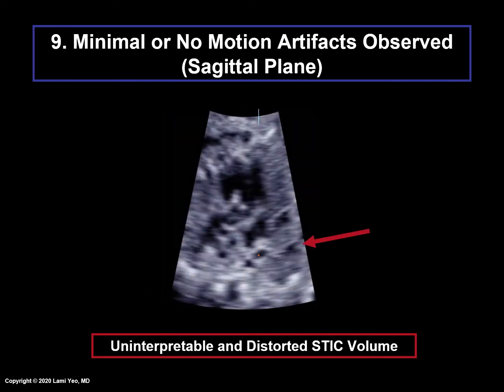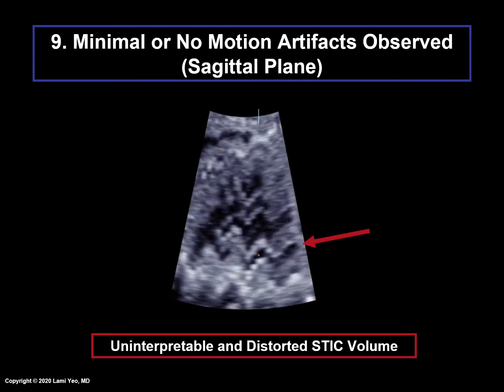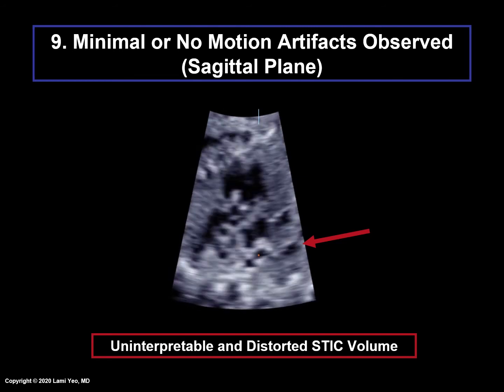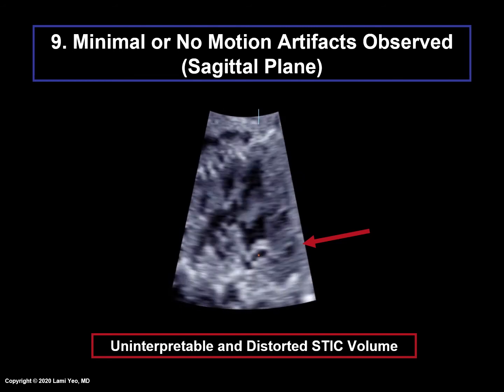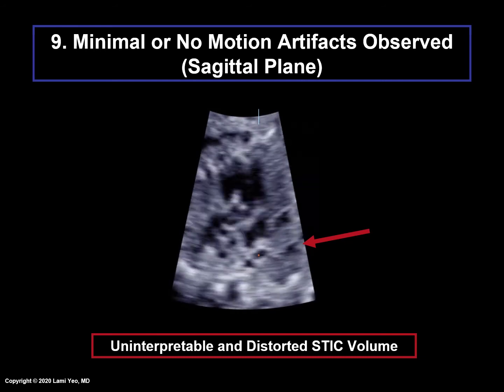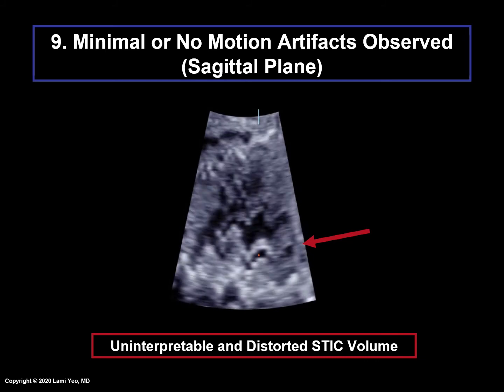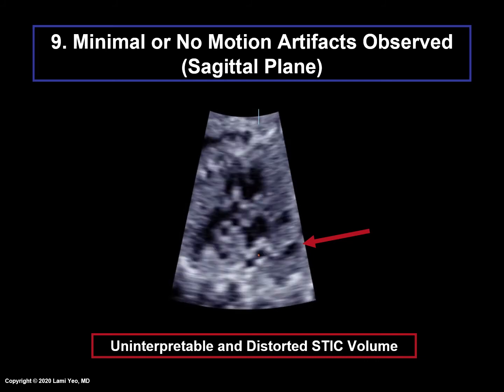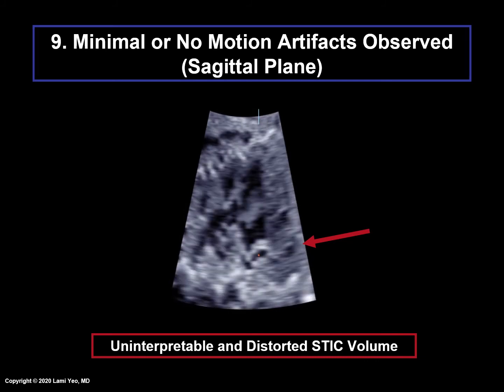This is perhaps the most severe example of motion artifacts in the sagittal plane. Regular and intense fetal breathing movements throughout the stick volume acquisition have led to a completely distorted image, and the stick volume will be uninterpretable.